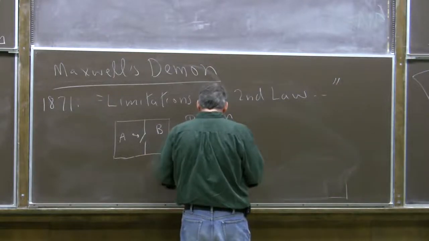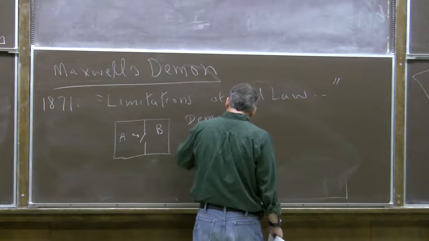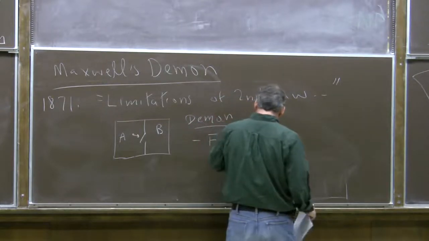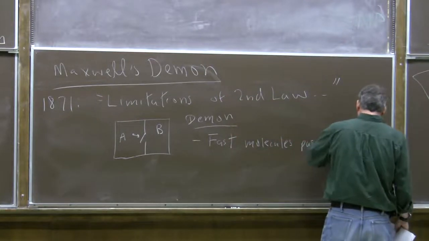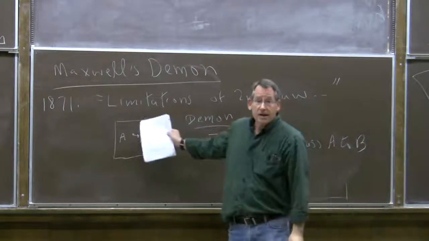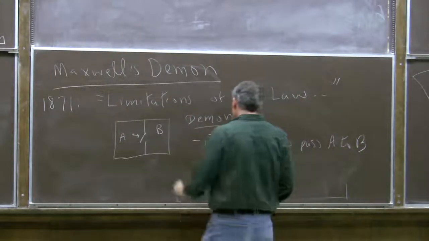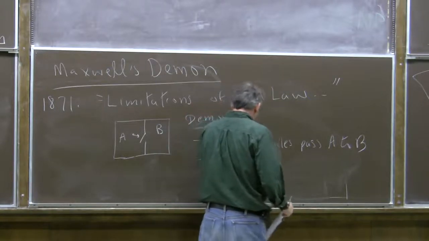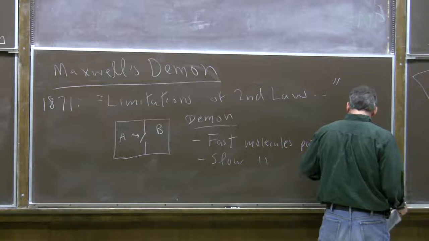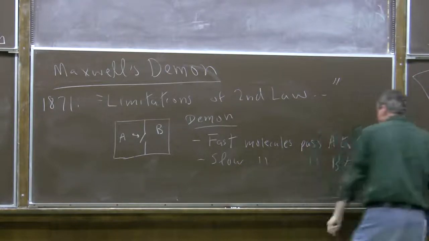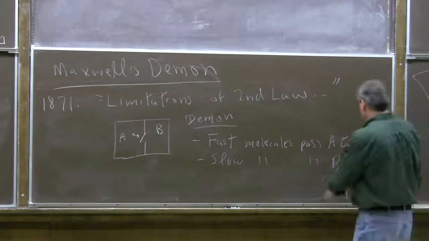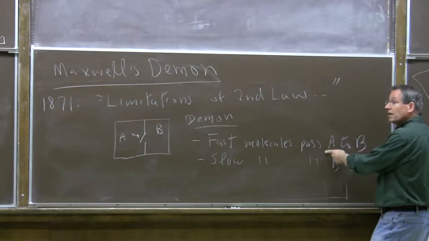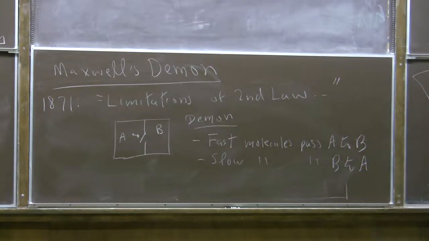And so when he sees fast molecules heading towards the door, he allows them to pass if they're going from A to B. But if they're trying to go from B to A, he doesn't let the fast molecules through. He does let slow molecules through, though. So the molecules that have a kinetic energy less than the typical kinetic energy are allowed to pass from B to A. The ones with kinetic energy greater than the typical kinetic energy pass from A to B. And the demon keeps doing this for a long time. And what happens?